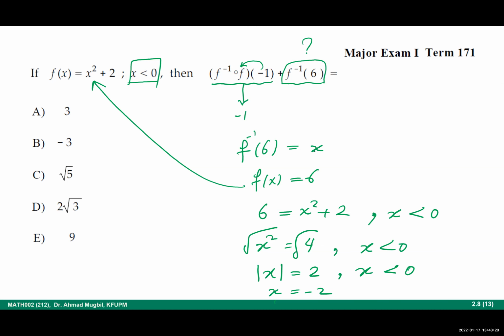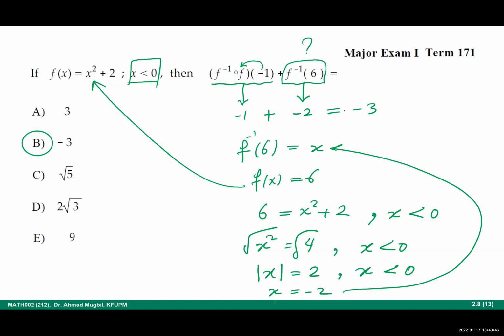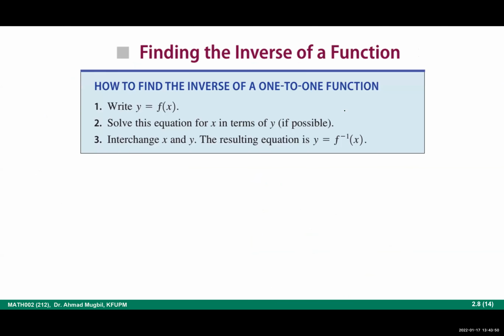So x is -2. Now add them: -3. The answer is B. Okay. Excellent. Now, how to find the inverse?